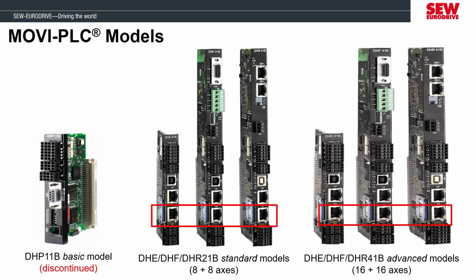The other models all have a dedicated engineering port that can be connected to a PC with a standard Ethernet cable. The difference between the 21B version and the 41B version is the amount of axes it can support. The 21B cards can support a max of 8 interpolated with 8 non-interpolated axes, bringing the total to 16. The 41B cards can support a max of 16 interpolated with 16 non-interpolated axes, bringing the total to 32. Now, these are the maximums the card could support, but this can be reduced if there are axes that have complex process data traffic.